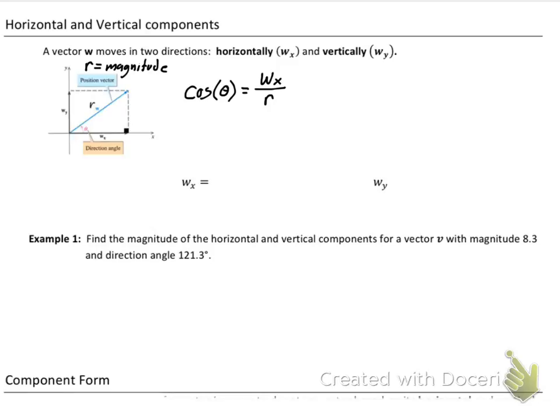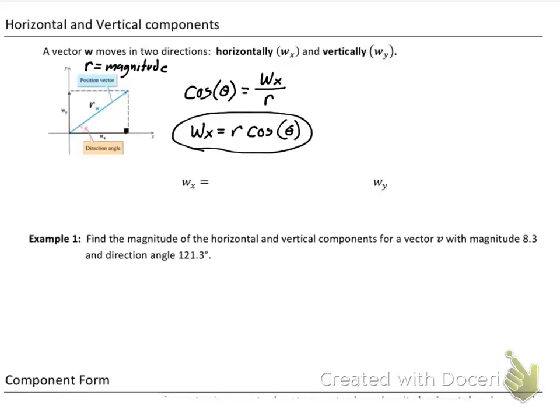Working our way down, I multiply both sides by r, so we're going to end up with our horizontal component just equals r times the cosine of theta. Now, if you want to, you have room down here. I don't know why I put this down here. Because you can have it right here and circle it, and you'll be good. So whenever I'm talking about my horizontal component, you can think of that as my x value, or we're going to talk about later as my a value. That's just going to equal r times cosine of theta.